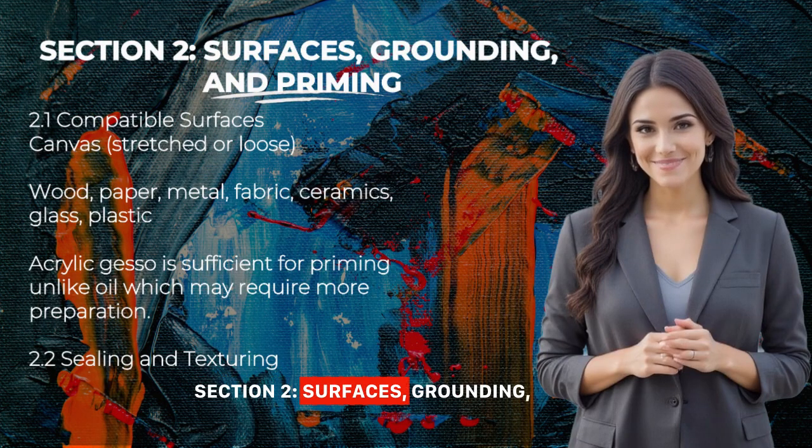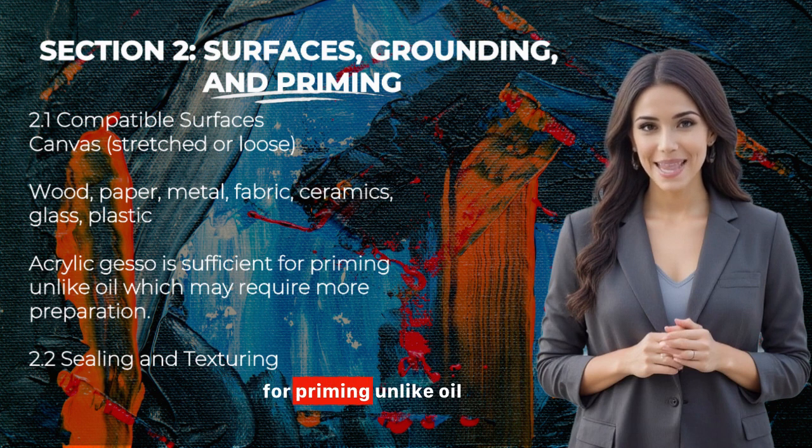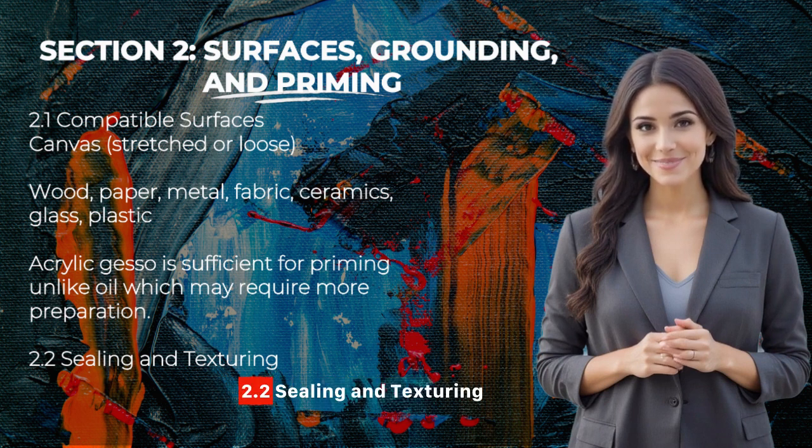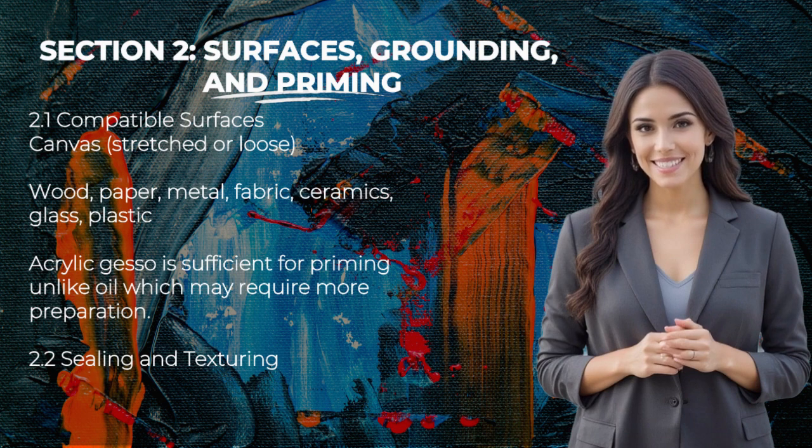Section 2. Surfaces, grounding, and priming. 2.1 Compatible surfaces: canvas, stretched or loose, wood, paper, metal, fabric, ceramics, glass, plastic. Acrylic gesso is sufficient for priming, unlike oil, which may require more preparation. 2.2 Sealing and texturing: use of modeling paste, texture gel, glass beads, pumice gel, etc. Textural buildup to simulate relief, terrain, or sculptural effects.